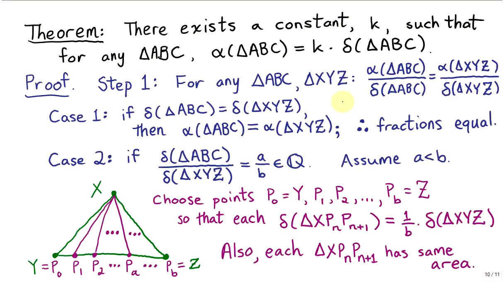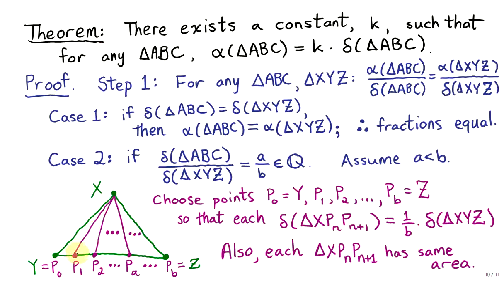If A was equal to B, well, that falls in case 1. Now here's what we'll do. We'll take the triangle XYZ, and we're going to choose a sequence of points on the side YZ. We're going to choose a total of B plus 1 points, so P0 is equal to Y, and P1, P2, to PA. Since A is less than B, this occurs before point PB, which will be equal to the right endpoint, Z.